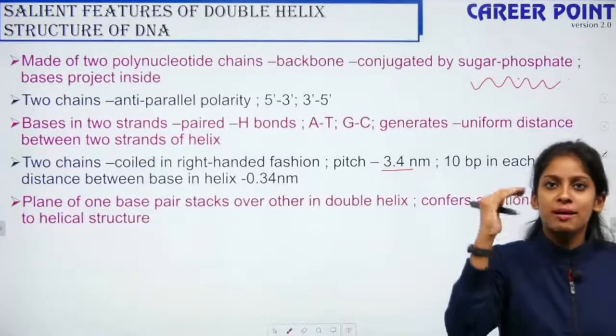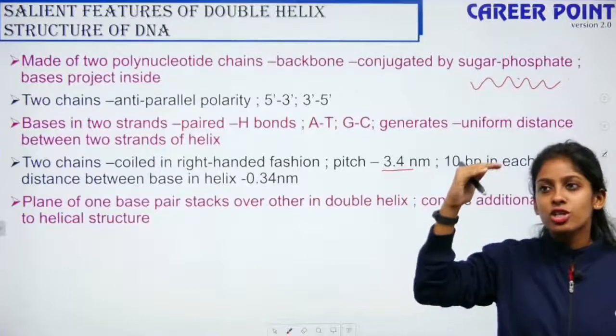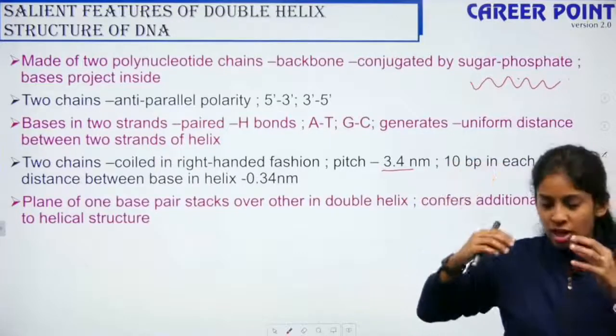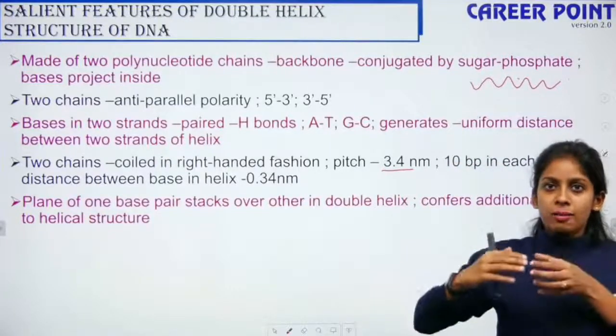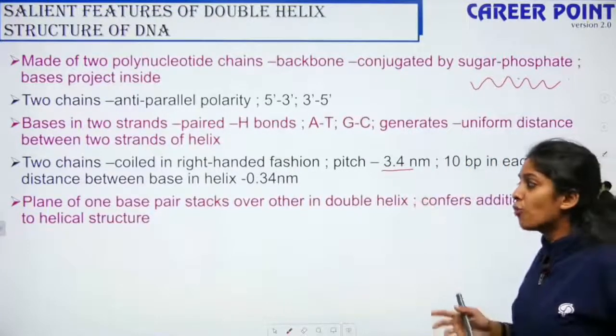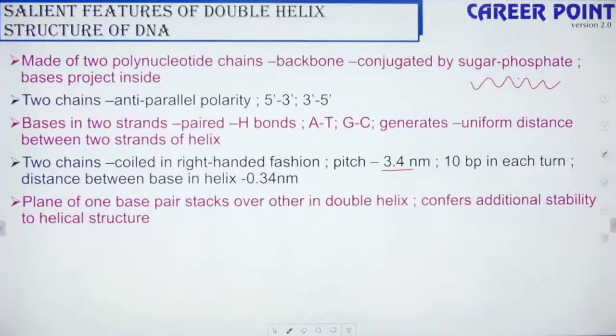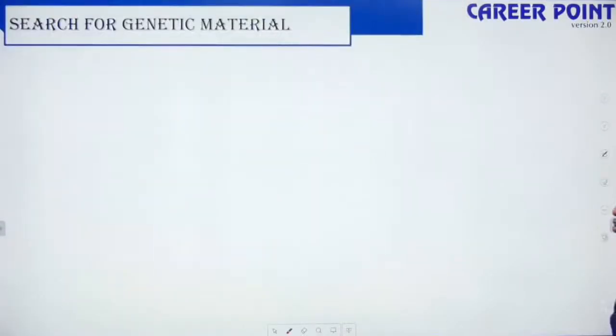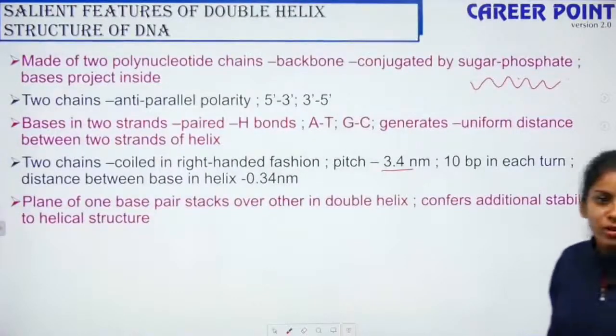What confers stability to the helix is the hydrogen bonds. The base pairs are stacked one over the other. So if I have one pair here, the other pair is here. It is stacked one on top of the other. The plane of one base pair stacking over the other in the double helix confers additional stability to the helical structure. Alright, so with this we are done talking about the polynucleotide structure.